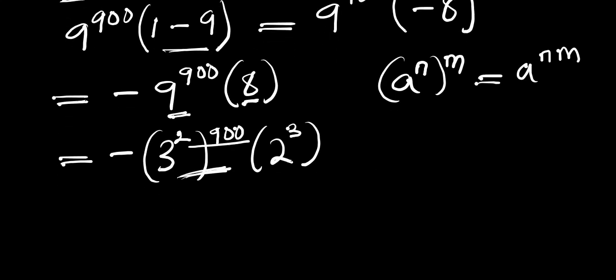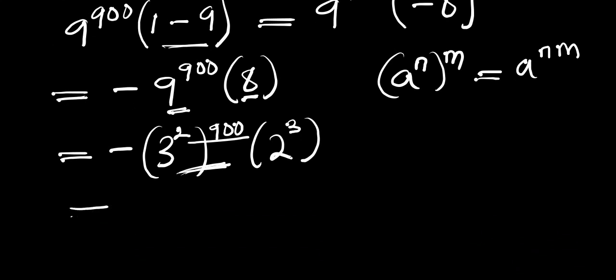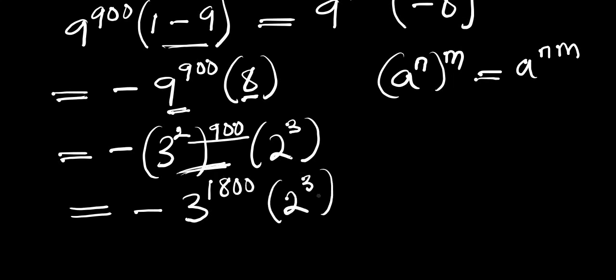So this will give us negative 3 to the power of 2 times 900, which is simply 1800, and this will multiply 2 to the power of 3. So this is the lowest point we can go in this particular video. So we have negative 3 to the power of 1800 times 2 to the power of 3.